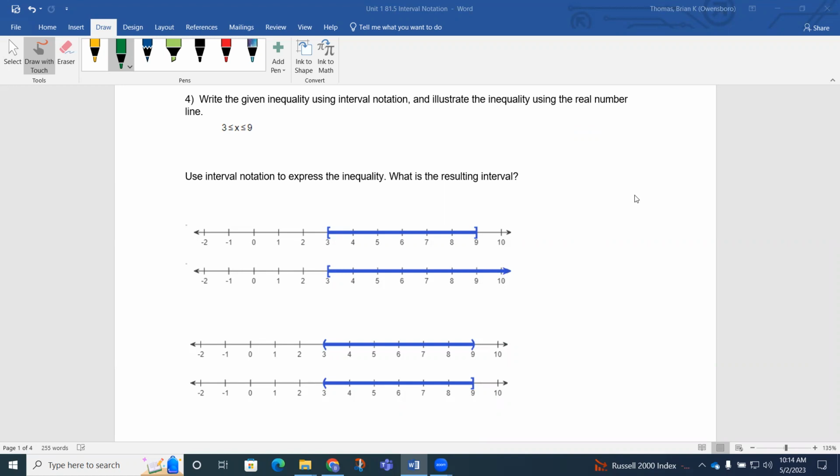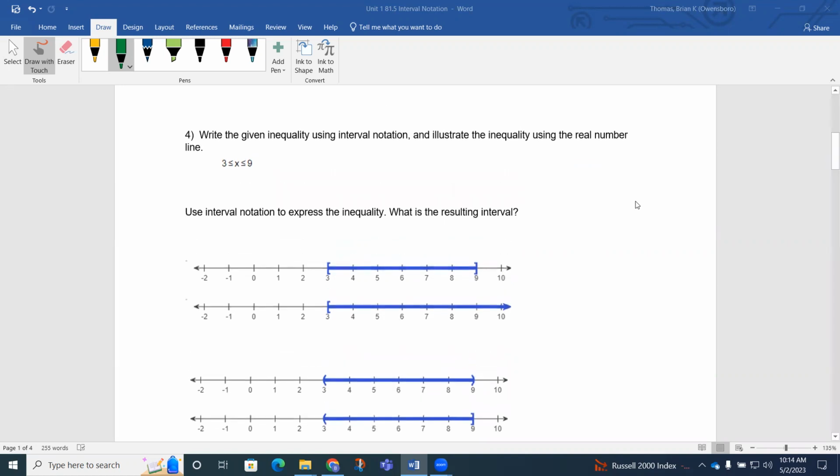So question 4 says, write the given inequality using interval notation and illustrate the inequality using a real number line. So we have the inequality that says x is greater than or equal to 3 and x is less than or equal to 9. In other words, it's between these two values.